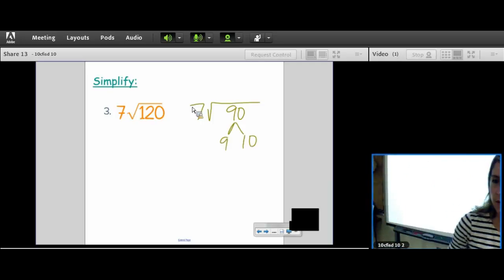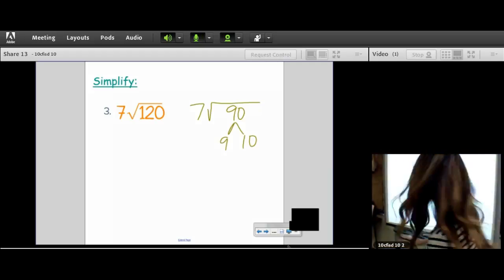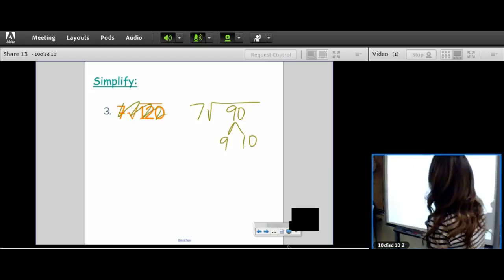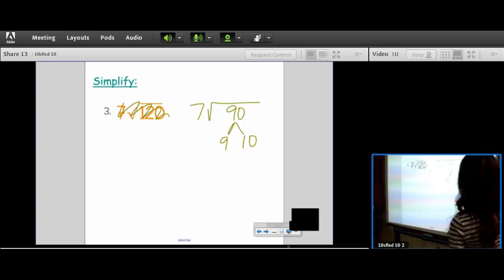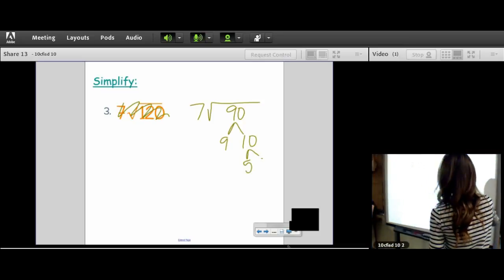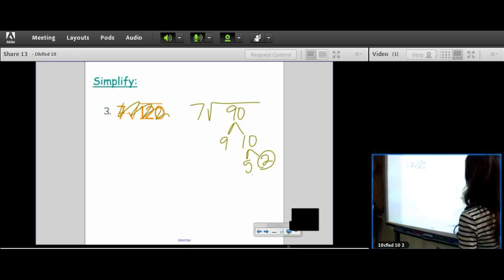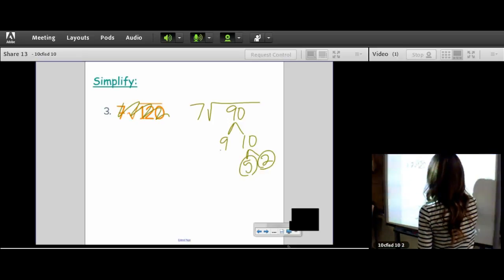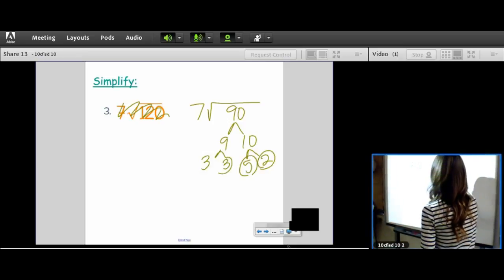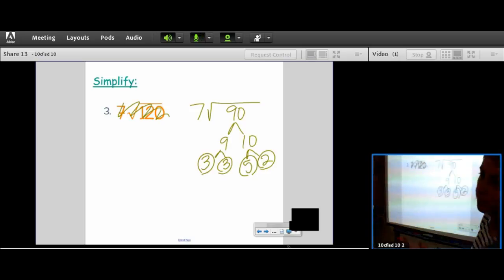All right. So we had a 7 out front to begin with. I'm going to go with 9 and 10. Neither of those are prime, so we keep going. 5 and 2, prime, prime, circle, circle. 9, 3 times 3, prime, prime, circle, circle. 9 is a perfect square.